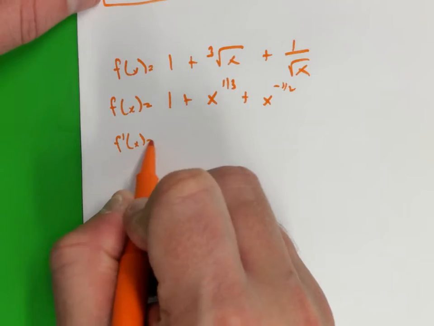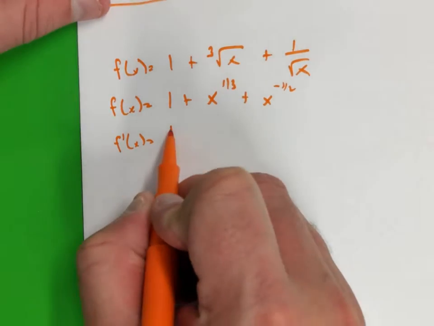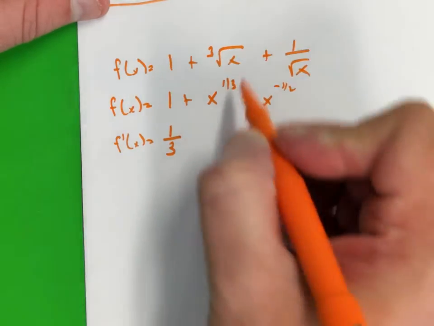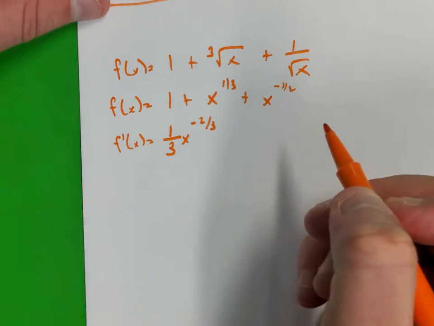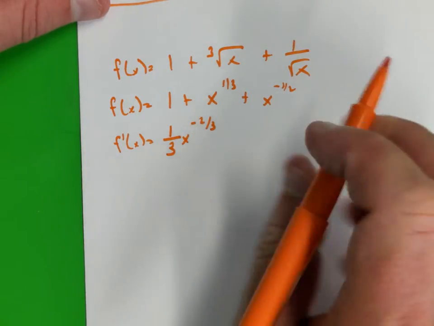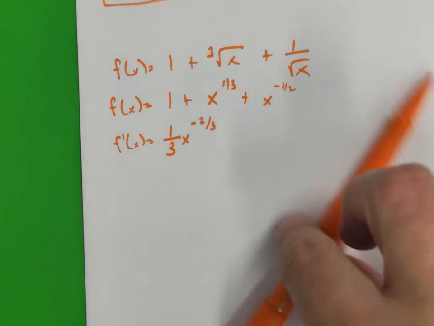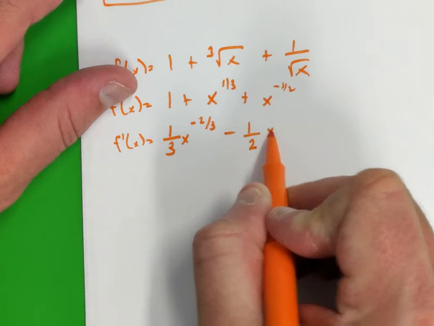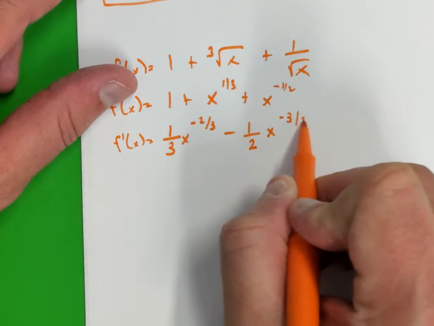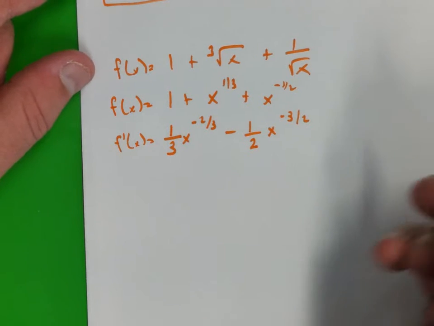Now, let's go. f prime. You tell me the derivative of 1 is 0. 1/3 times 1 is what? 1/3. 1/3 minus 1 is negative 2/3. If I have 1/3 and I'm taking 1 off of it, it leaves me negative 2/3. If you don't see that, put that in your calculator. Negative 1/2 times 1 is negative 1/2. Negative 1/2 minus 1 is going to give me negative 3/2. That's my derivative, but I want to clean up my final answer.